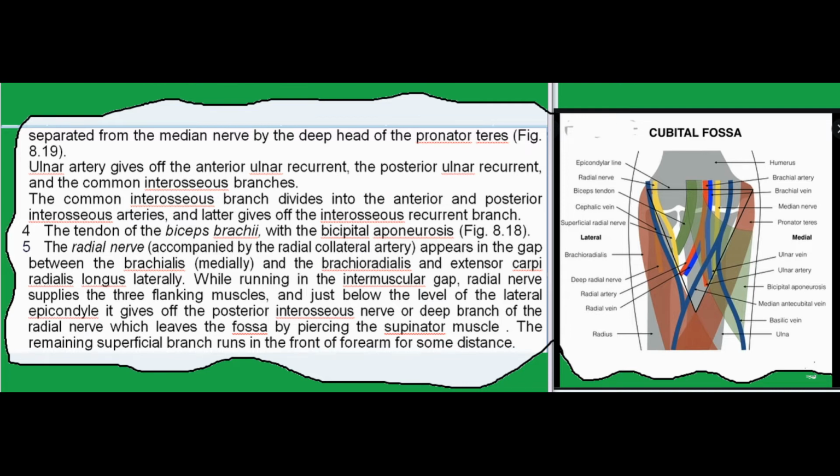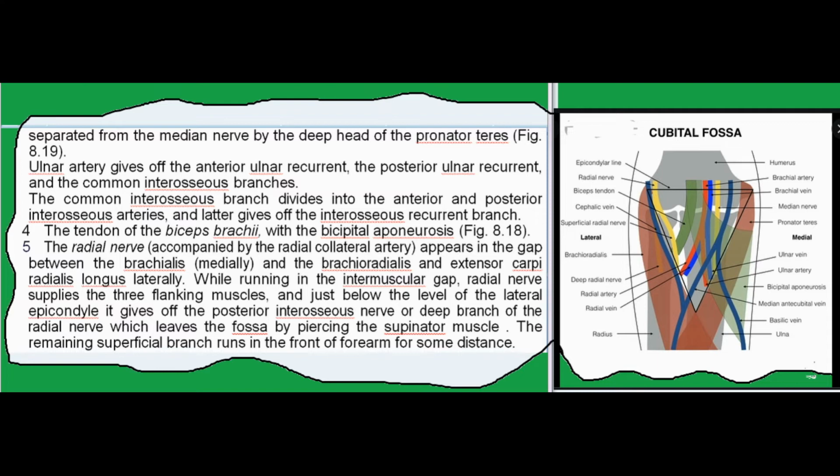4. The tendon of the biceps brachii, with the bicipital aponeurosis, Fig 8.18. 5. The radial nerve, accompanied by the radial collateral artery, appears in the gap between the brachialis medially, and the brachioradialis and extensor carpi radialis longus laterally. While running in the intermuscular gap, the radial nerve supplies the 3 flanking muscles, and just below the level of the lateral epicondyle it gives off the posterior interosseous nerve or deep branch of the radial nerve, which leaves the fossa by piercing the supinator muscle.